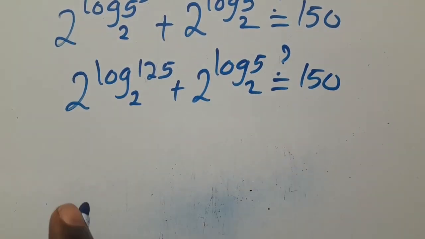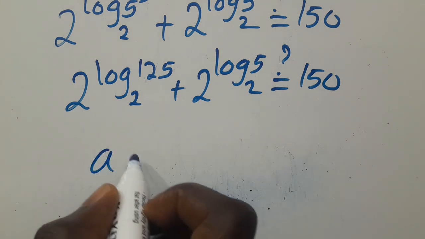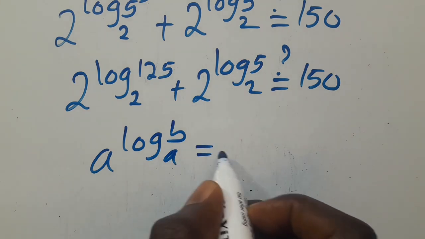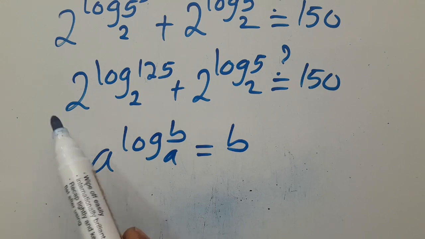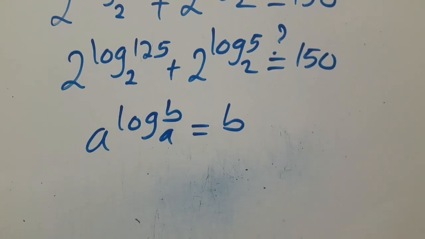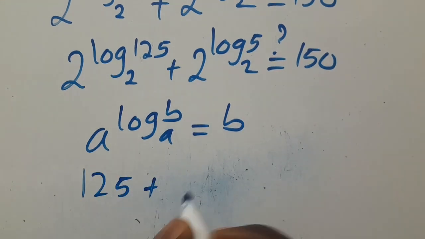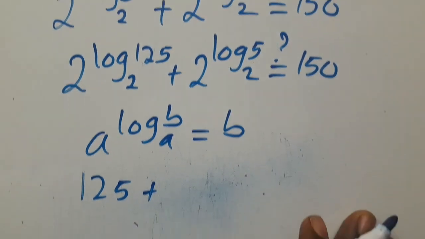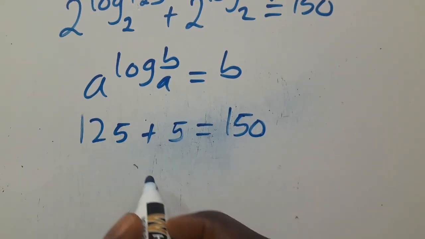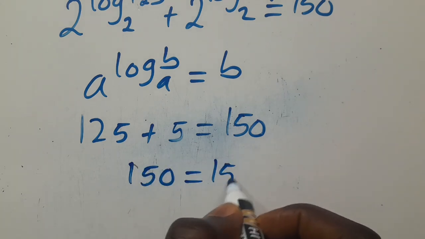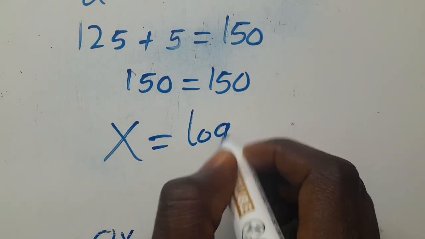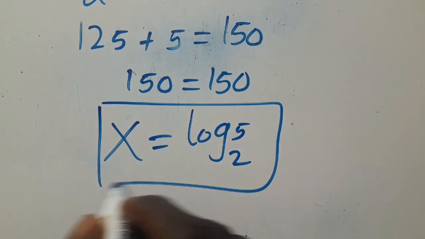Now, there's one from the law of logarithm. When you have a to the power of log b to the base of a, so they have the same base, the output will be equal to b. Now, I'm looking at this expression, they have the same base, 2 and 2. The output will be 125, plus the output of this one will also be 5, which equals 150. 125 plus 5 gives us 150, which equals 150. So therefore, x equals log 5 in base 2 is the correct answer for the problem.